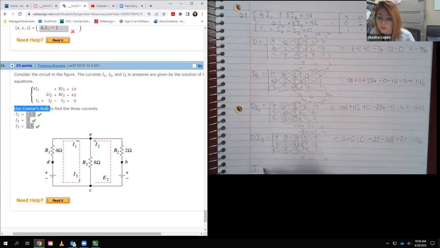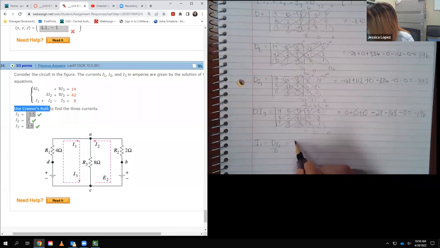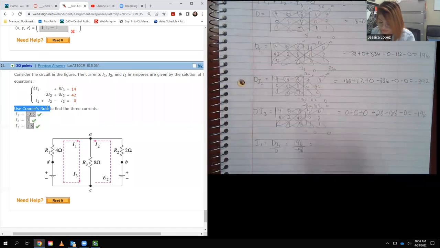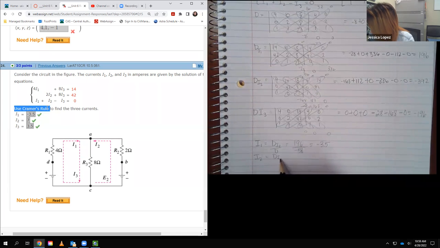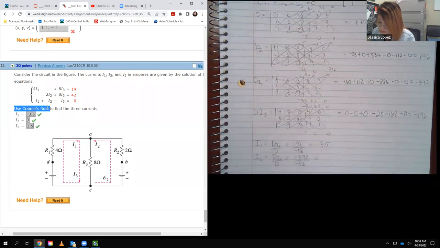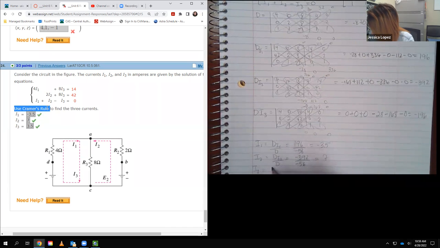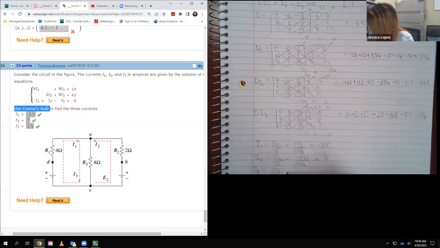So then I1, according to Cramer's rule, is going to be DI1 over D, which in this case is 196 over negative 56. And that result is negative 3.5. Then I2 is going to be DI2 over D, which happens to be negative 392 over negative 56, which happens to be positive 7. And then I3 is going to be DI3 over D, which is negative 196 over negative 56. And so we end up with positive 3.5.